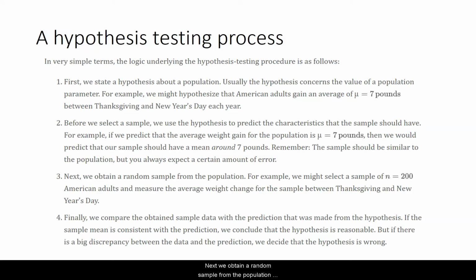Next, we obtain a random sample from the population, and we count on it being random. For example, we might select a sample of 200 adults and measure the average weight change for that sample between Thanksgiving and New Year's Day. And finally, we compare the obtained sample data with the prediction that was made from the hypothesis. If the sample mean is consistent with the prediction, we conclude that the hypothesis is reasonable. But if there's a big discrepancy, we decide that the hypothesis is wrong. And we'll get into this in more detail here in a minute.